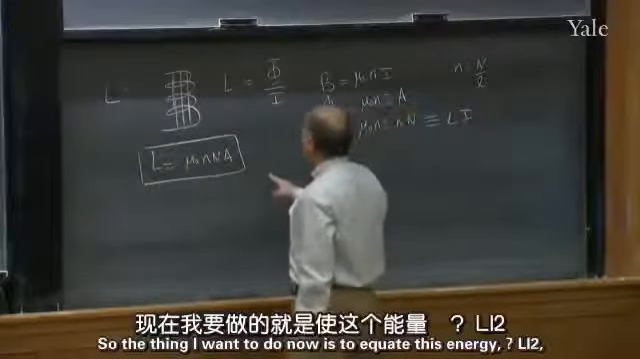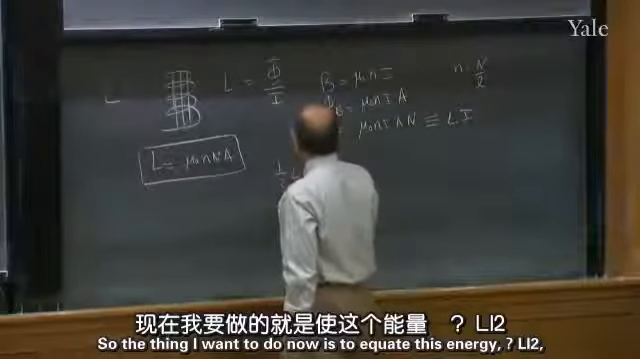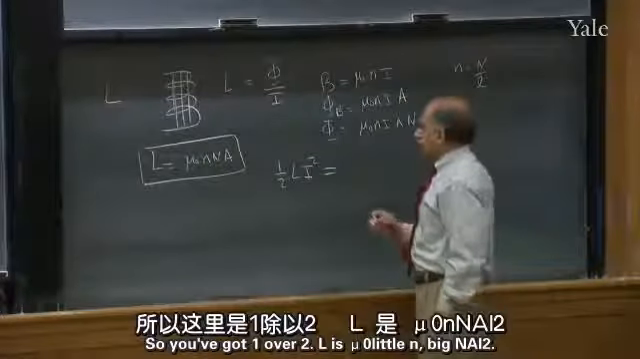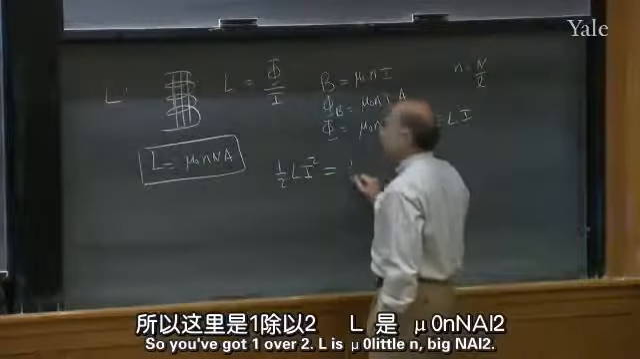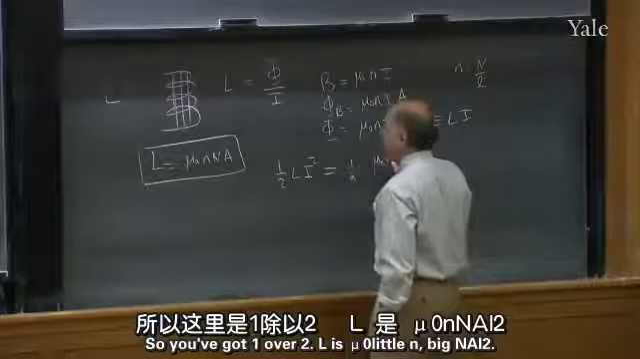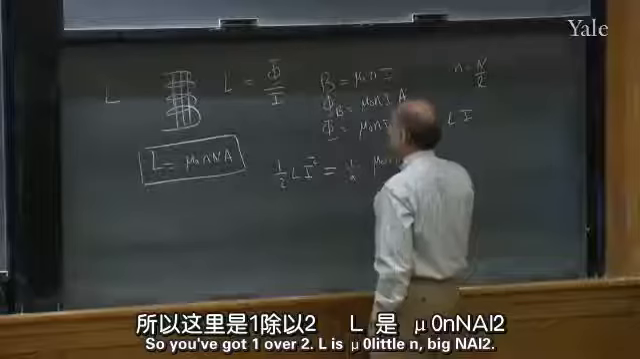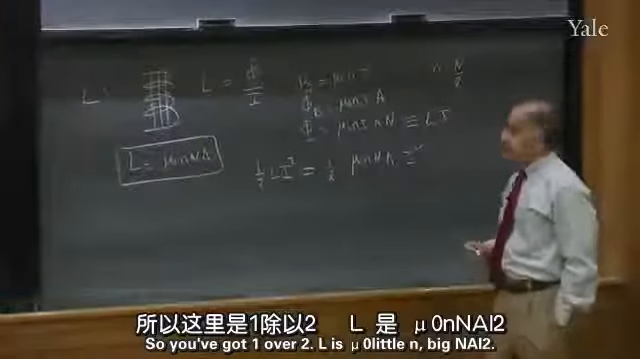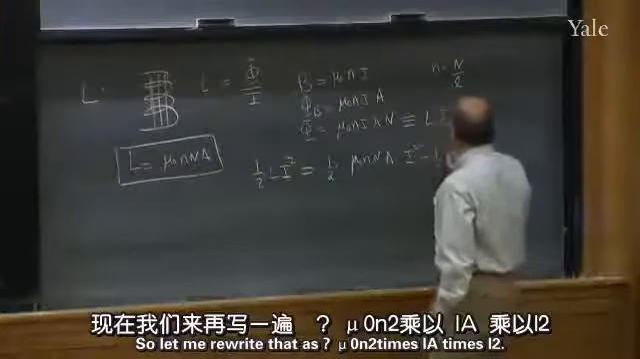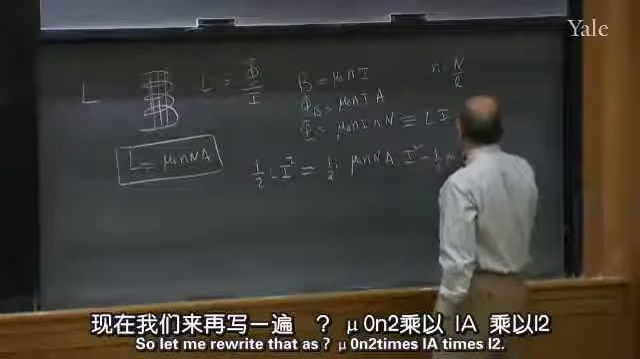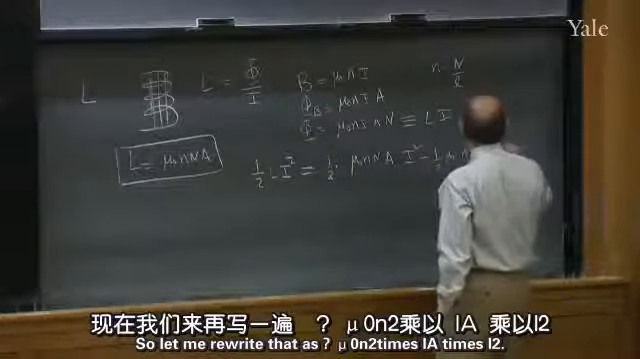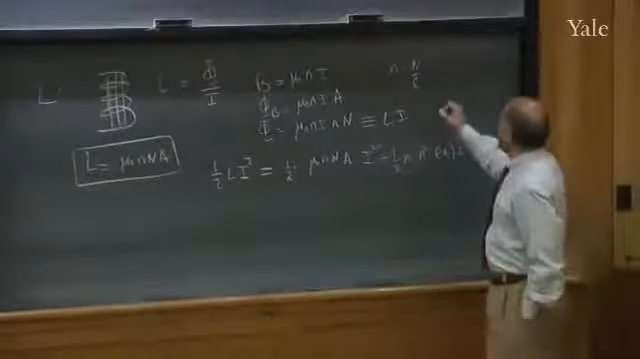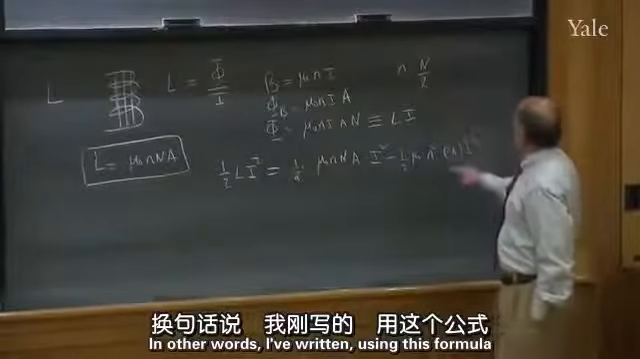So the thing I want to do now is to equate this energy, 1/2 L I squared, to the magnetic field inside the coil. So you've got 1 over 2. L is mu 0 little n big N A, I squared. So let me rewrite that as 1/2 mu 0 n squared times L A times I squared. In other words, I've written, using this formula, little n as big N over L.